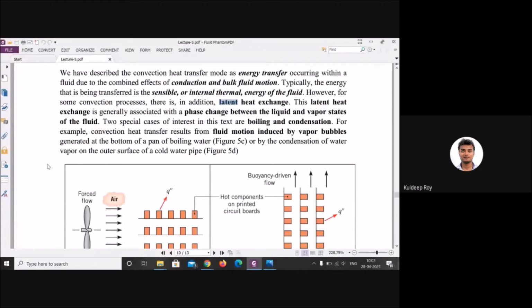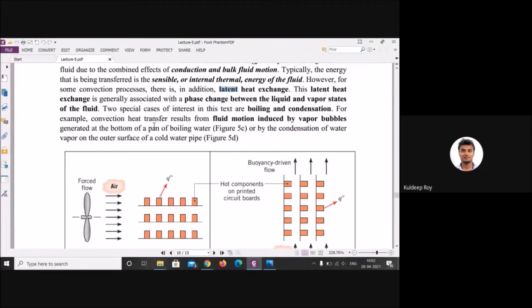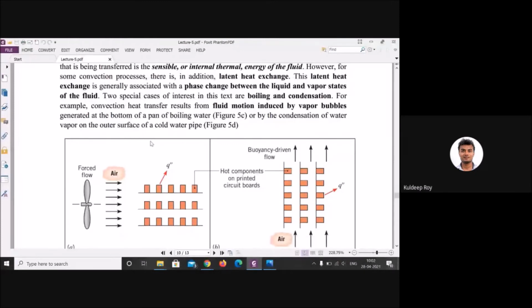We have mentioned here two special cases of interest in this text: boiling and condensation. For example, the convection heat transfer results from the fluid motion induced by vapor bubbles generated at the bottom of the pan of boiling water, or by condensation of water vapor on the outer surface of the colder pipe.